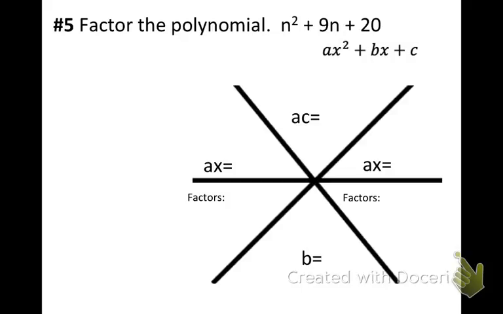Write the problem down and then draw the star. Pick out your A, B, and C values, 1, 9, and 20. A times C is 1 times 20, or 20. Our B value is 9. And so we're looking for factors of 20 that when added together or combined will give us 9.